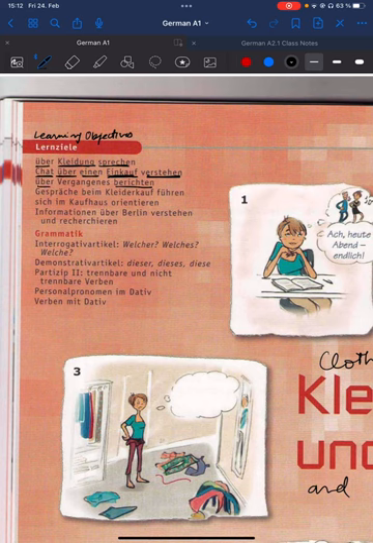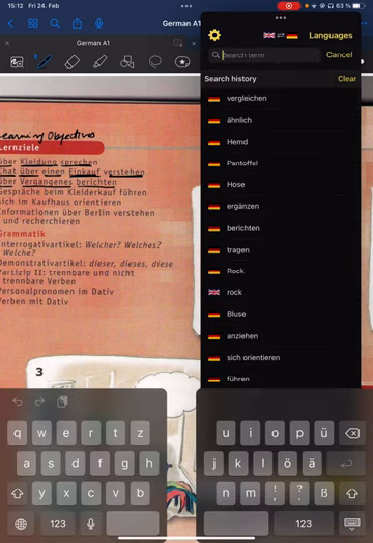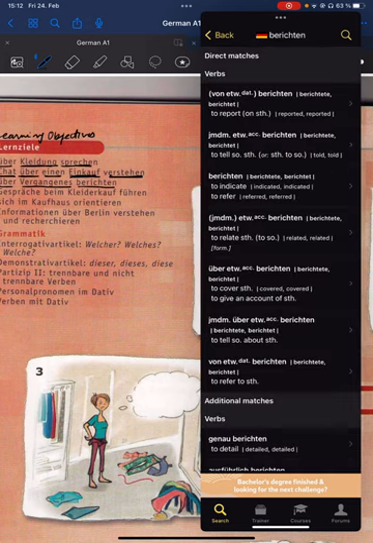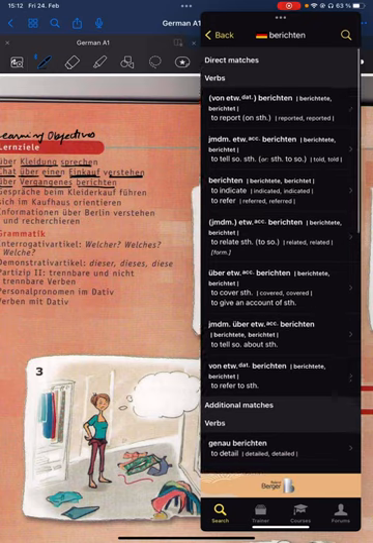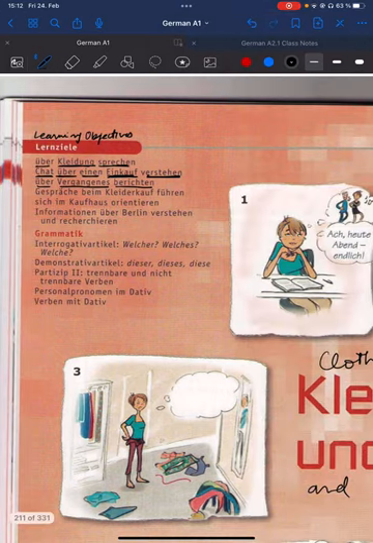Berichten über Vergangenes. Berichten, to tell. To tell about the past. So here we will be diving deeper into the past tense of Deutsch.